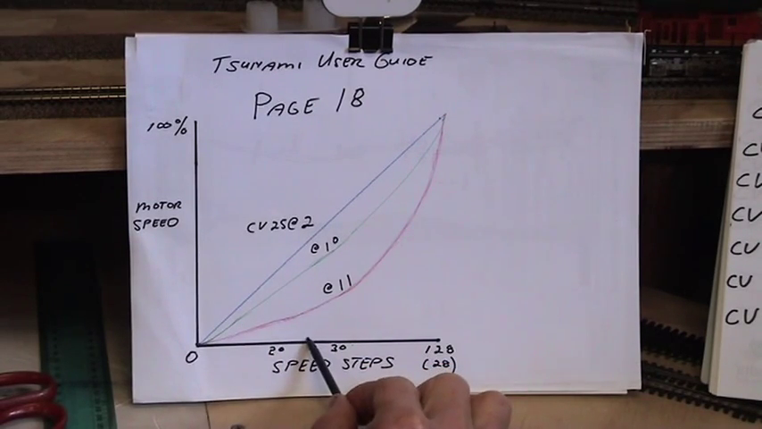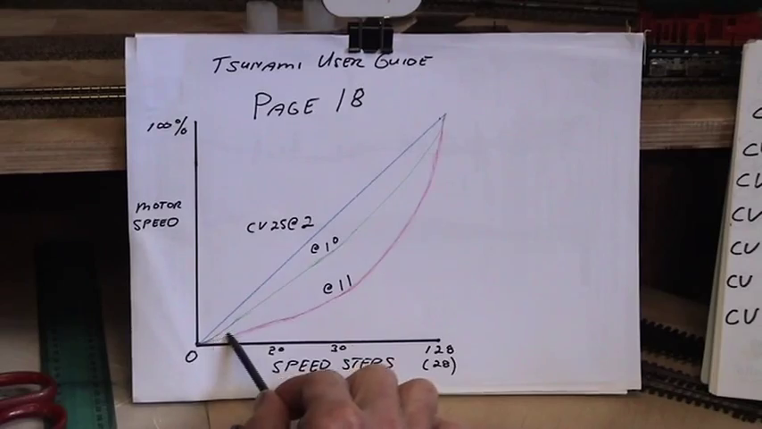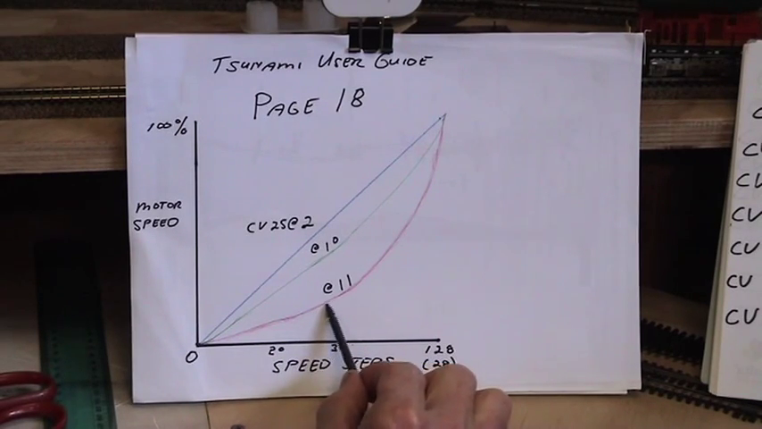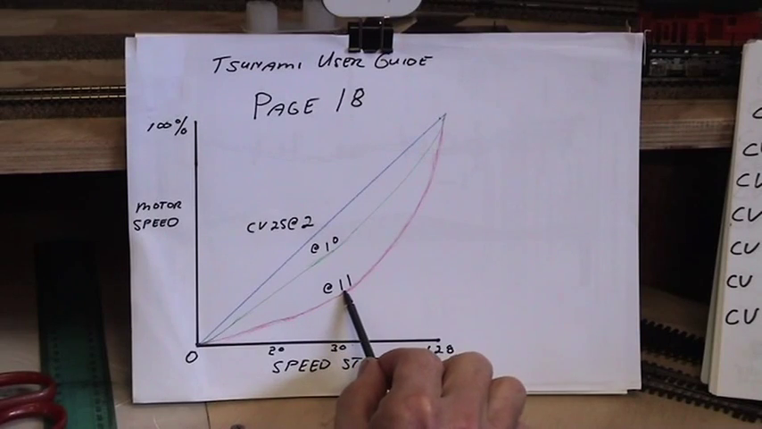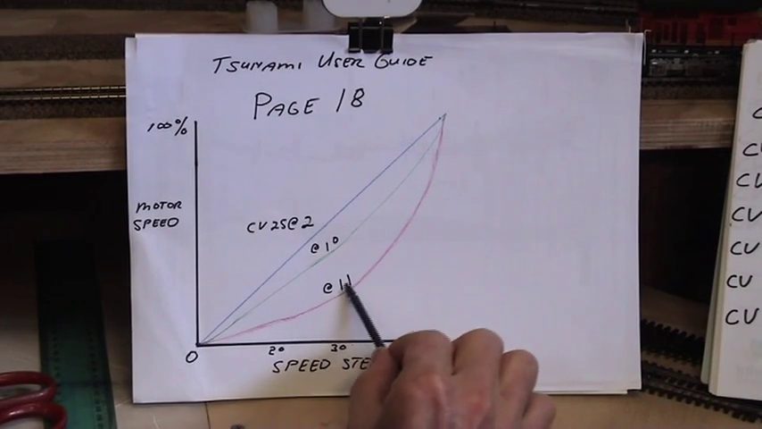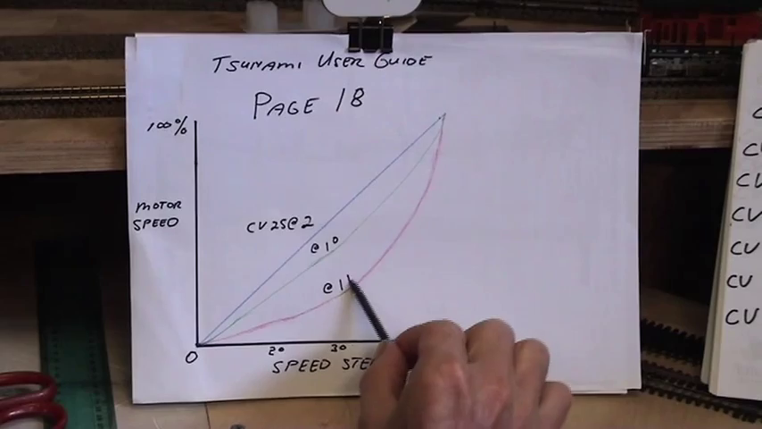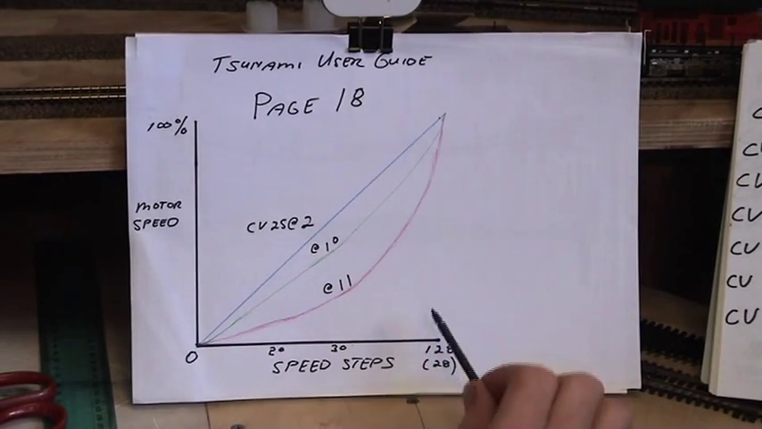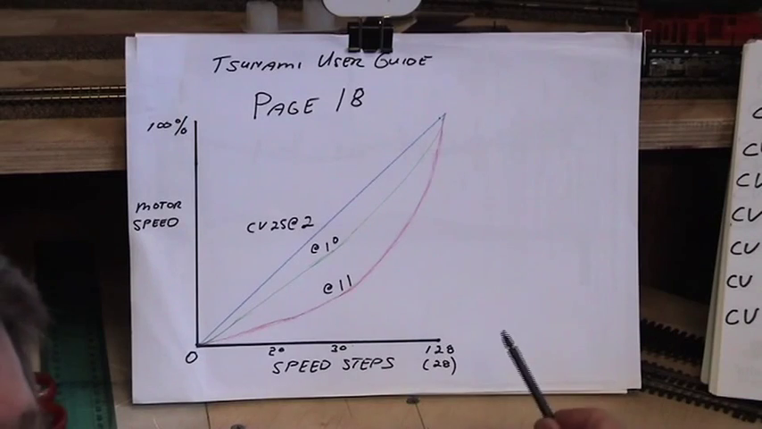This is sort of a rough copy of the drawing. You're up to speed step 20 on 128 speed steps, and it's almost a flat line along here as far as your motor speed is concerned. When you start getting into speed step 21, 25, 27, 28, you see it starts to climb up here, and then it starts to accelerate. So in between your speed steps, you're gaining more motor voltage.